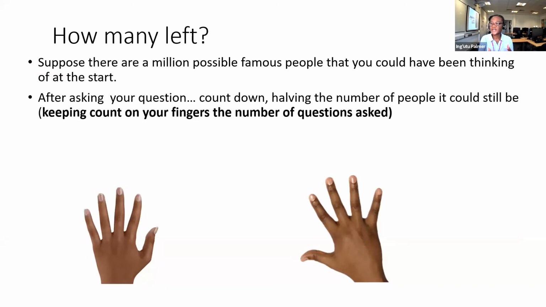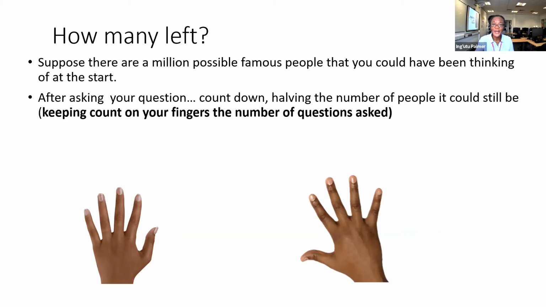Now, I just want to consider the strategy that you adopted with asking those questions. So you were obviously trying to narrow down the possibilities. If there were 1 million famous people that you were thinking of at the start, after asking your first question, which was whether I was male or female, immediately you halved the number of people it could be. So from 1 million possibilities, you'd halved it down.